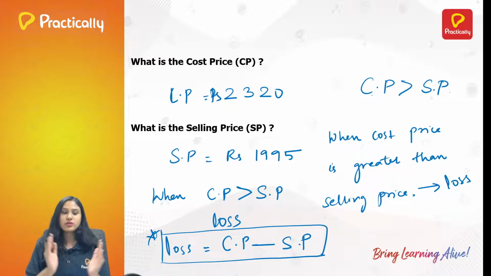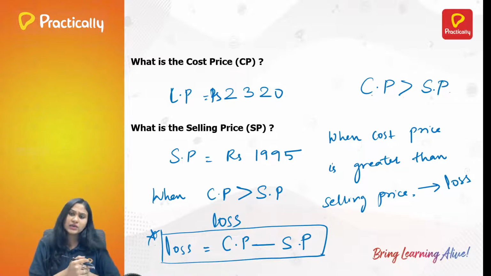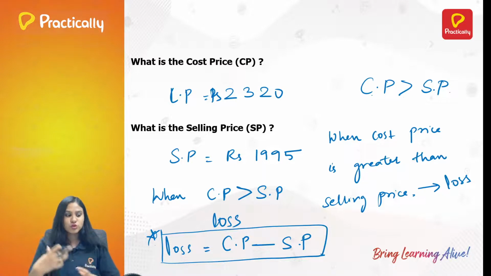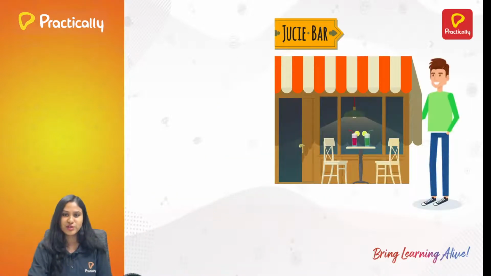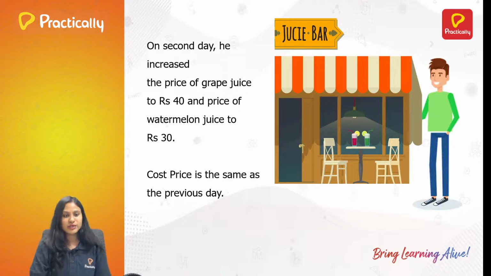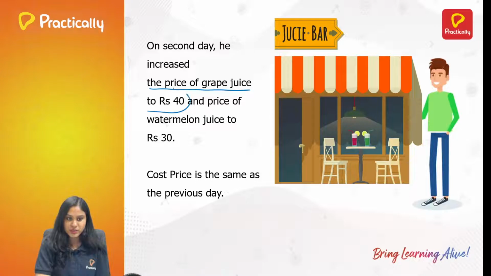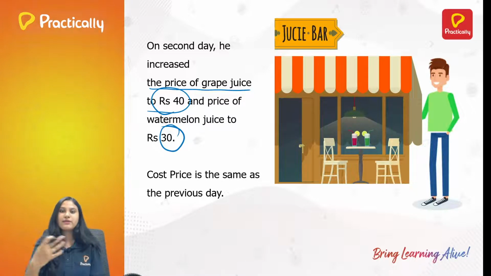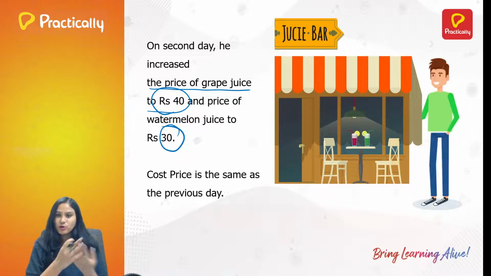Okay? Now, at the start, what did Daniel think? He wanted to make a profit, right? So to make a profit, he changed a few things in the juice bar. Let's see what he has changed. On the second day, he increased the price of grape juice to rupees 40 and the price of watermelon juice to rupees 30. Well and good, because he wants to make profit. Who is stopping him? If I want more money, I will increase the price. Correct? As a businessman, that's what we are doing. Road to entrepreneurship.